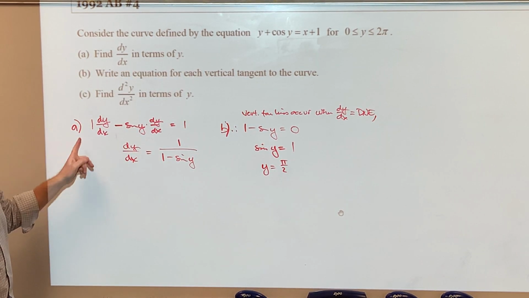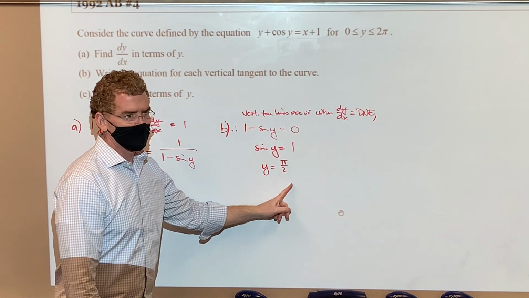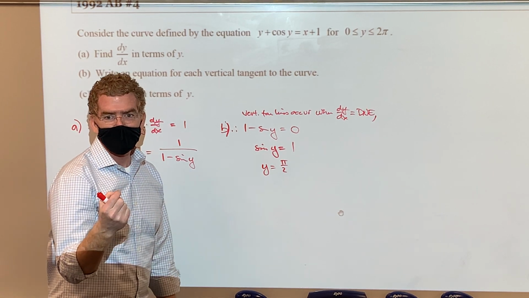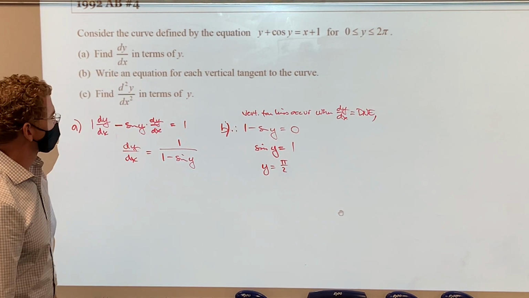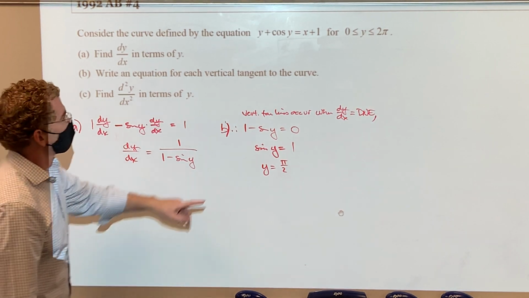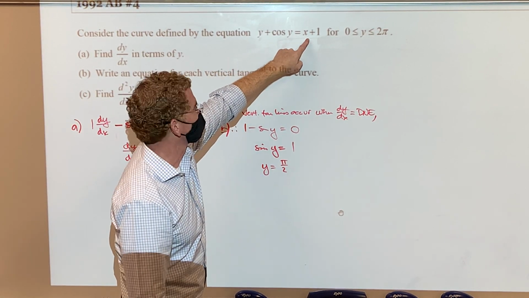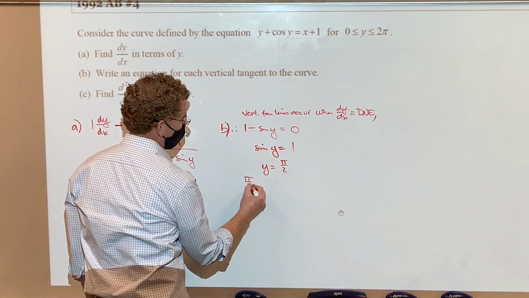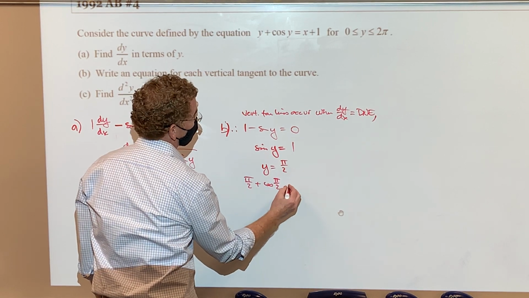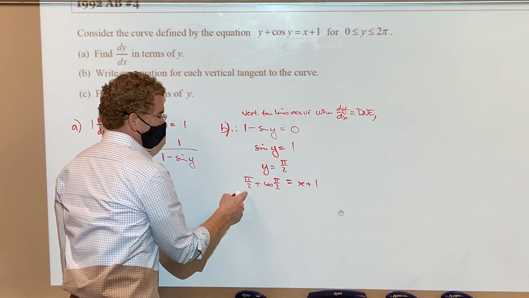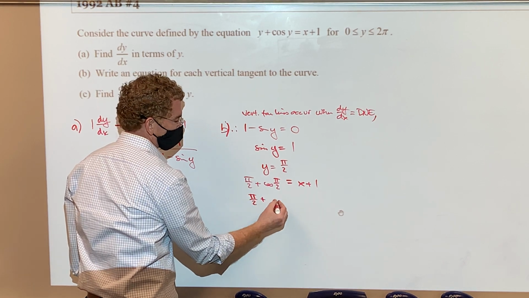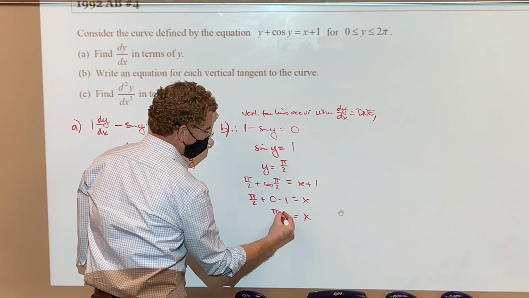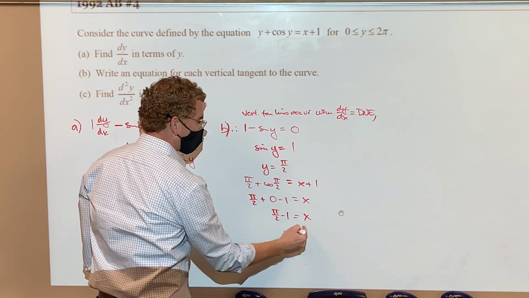Now, the vertical tangent line occurs when y is that. But that's a horizontal tangent line if I just leave it like this. I need the x coordinate, don't I? So how do I find the x coordinate? Plug it back into the original equation. Plug it back into this to find x. So I'm going to plug it back in there: pi over 2 plus cosine of pi over 2 equals x plus 1. What's cosine of pi over 2? 0. Subtract the 1. So x equals pi over 2 minus 1, that would be the x-coordinate.